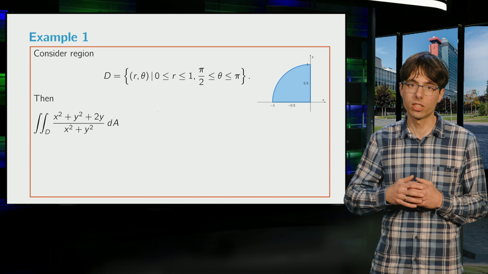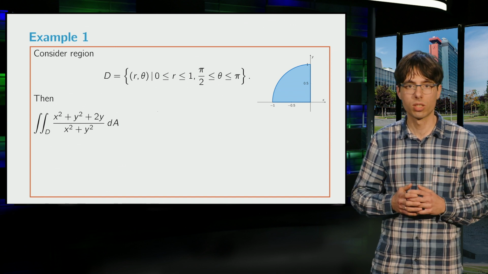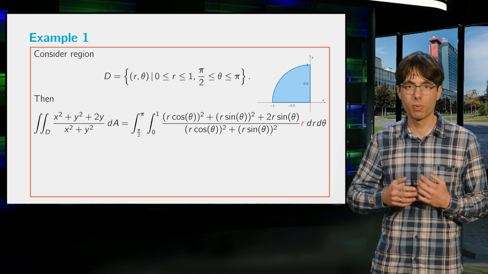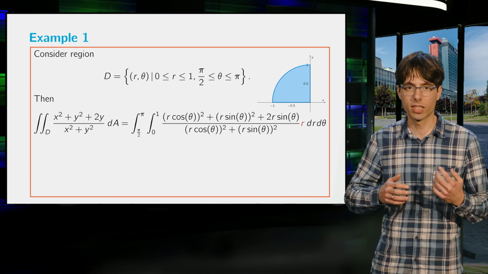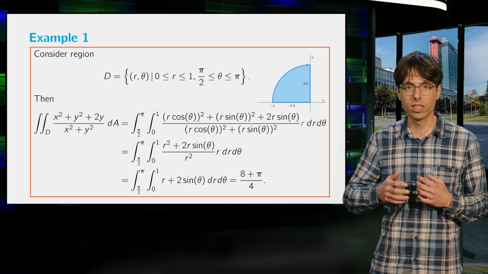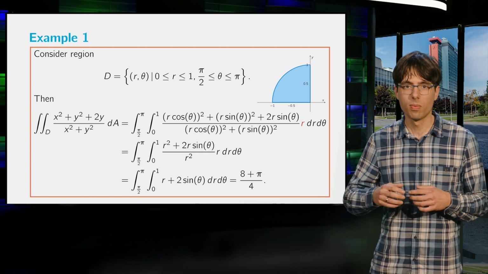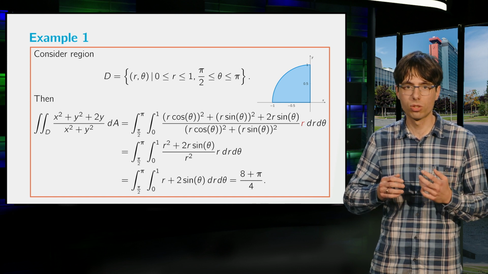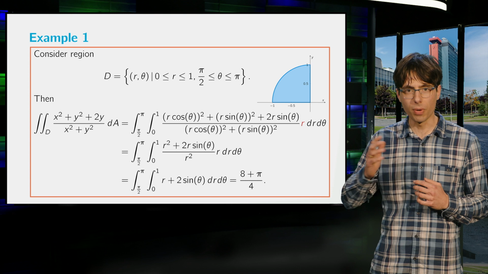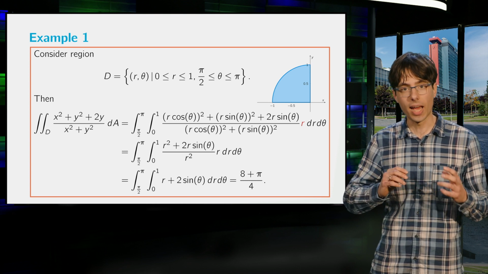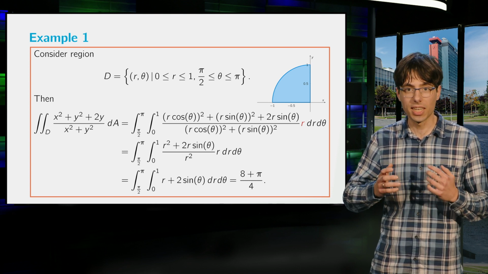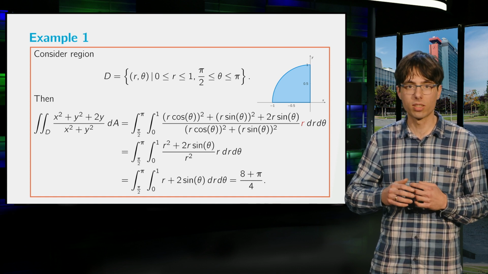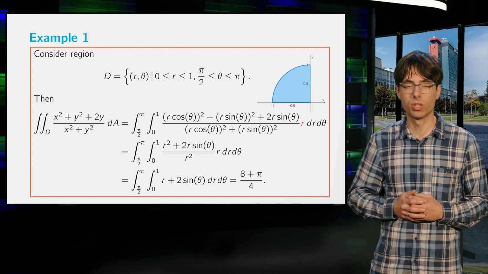and the function are rather complicated. So let's try instead to switch to polar coordinates. This means that we should plug in the polar coordinates for x and y and multiply the entire function by the extra factor r. Remembering that sine squared plus cosine squared equals 1, we can greatly simplify this function and end up with the function r plus 2 sine of theta. So both the description of the region and the function simplify significantly when switching to polar coordinates. We are left with an iterated integral which we can compute as usual.